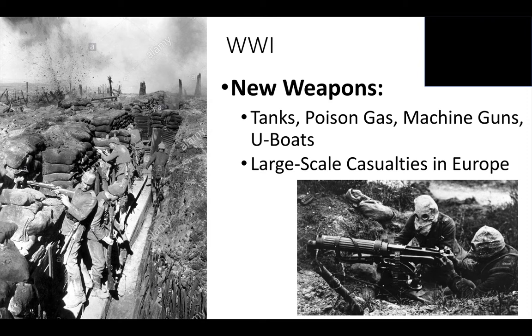There are also new weapons introduced in World War One: tanks, poison gas, machine guns, U-boats. That means underwater boats. That's the old-fashioned name for a submarine. And between the trenches and these new weapons, there are lots and lots of deaths. This war, World War One, kills a lot of people because of this new technology and trench warfare.